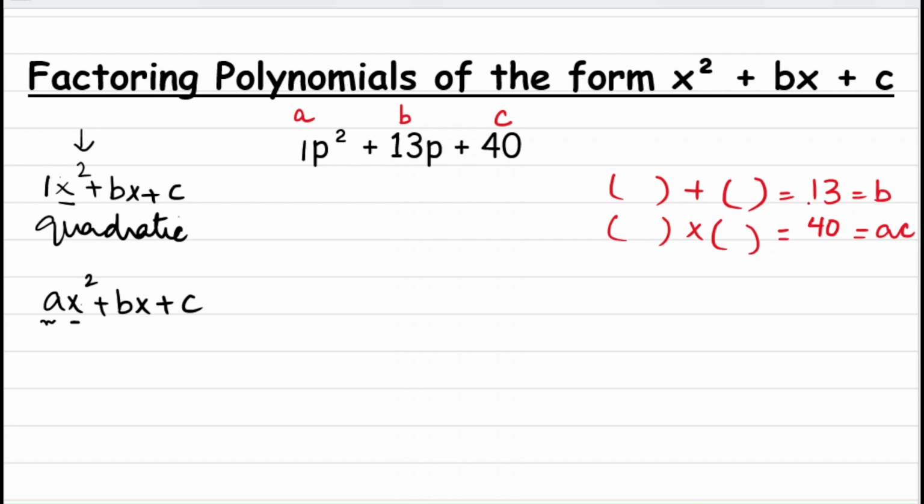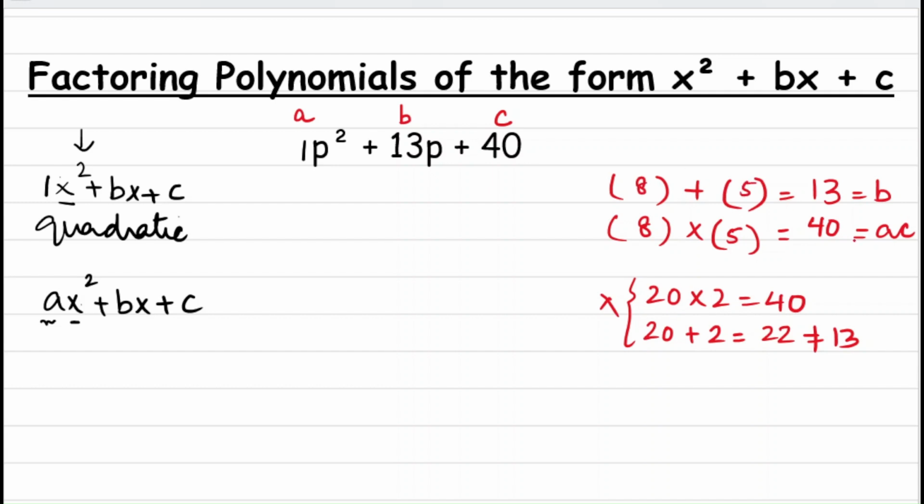Which are the two numbers which when added give you 13 and which when multiplied give you 40? Now for 40, I can try 20 times 2 because that gives me 40. But will 20 plus 2 give me 13? No, because 20 plus 2 is 22, which is not equal to 13. So this combination of numbers is incorrect. Let's try some other combination. The other combination I can try is 8 and 5, because 8 times 5 is 40 and 8 added to 5 gives me 13. So the numbers 8 and 5 satisfy both conditions.